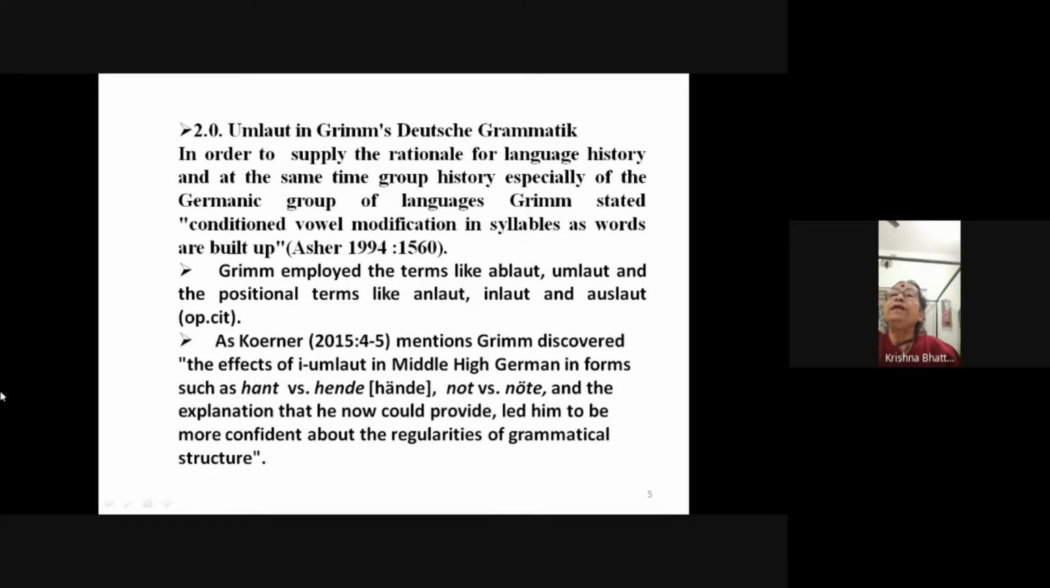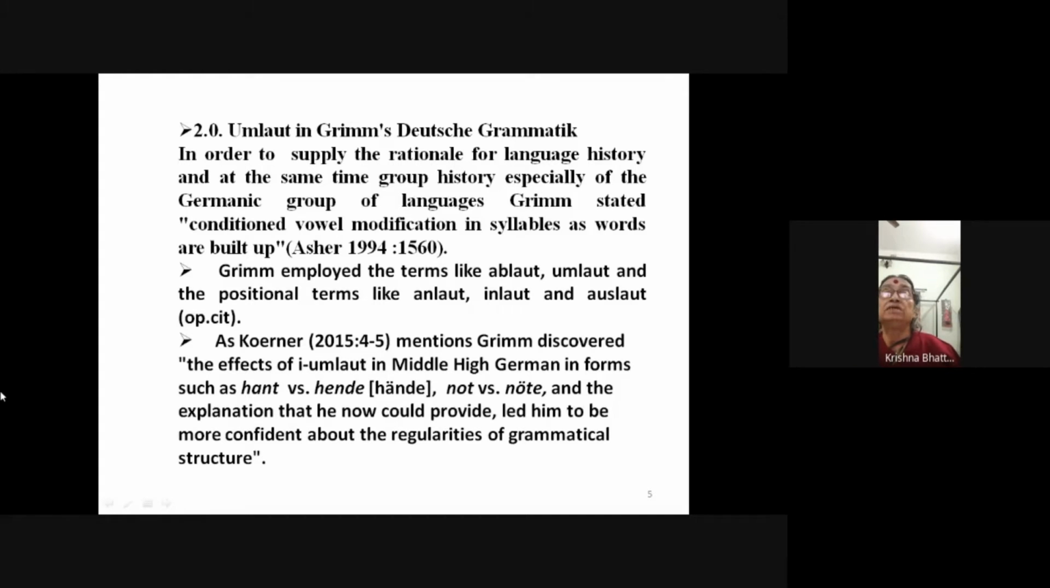Grimm employed terms like ablaut and umlaut, and the positional terms anlaut, inlaut, and auslaut. Ablaut is the gradation of vowels. It is a historically quite important concept in historical linguistics. And in modern languages also, especially in the case of Indo-Aryan languages, we get this type of ablaut gradation.